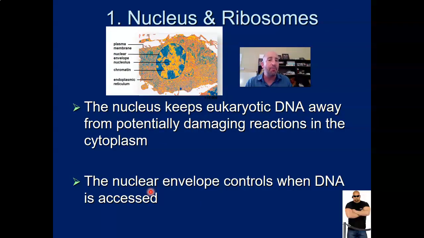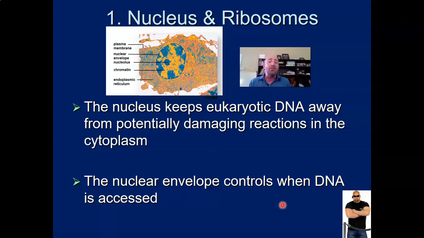Okay, so the nucleus and ribosomes. The function of the nucleus is to keep the DNA away from the cytoplasm. There are reactions that occur in the cytoplasm. The nucleus keeps the DNA protected from these potentially damaging reactions. So prokaryotes do not have a nucleus. They don't have this protection, but eukaryotes do. They have this structure called a nucleus.